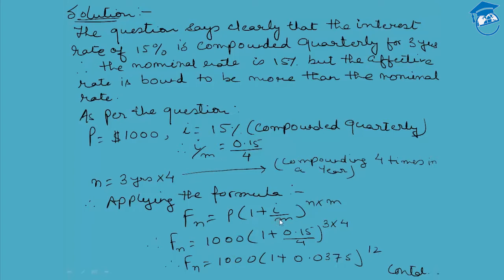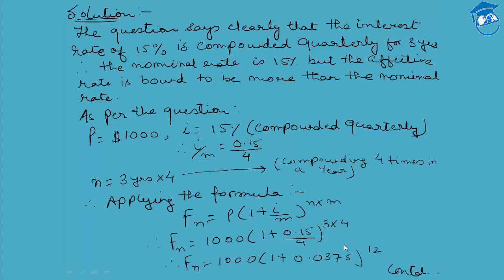Into 1 plus 0.15 upon 4 raised to the power n into m, that is 3 into m. We are just replicating the formula which has been given over here. Therefore, Fn is equal to P, 1000, into 1 plus 0.15 upon 4, bracket close, into n into m, that is 3 into 4. Therefore, the Fn works out to be 1000 into 1 plus 0.0375, raised to the power 12.